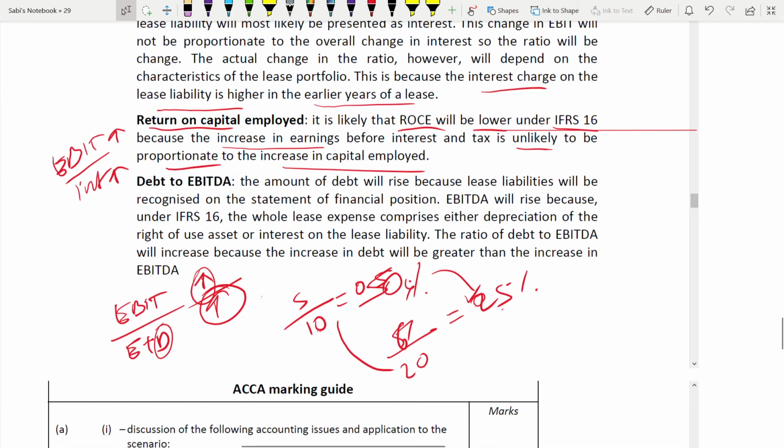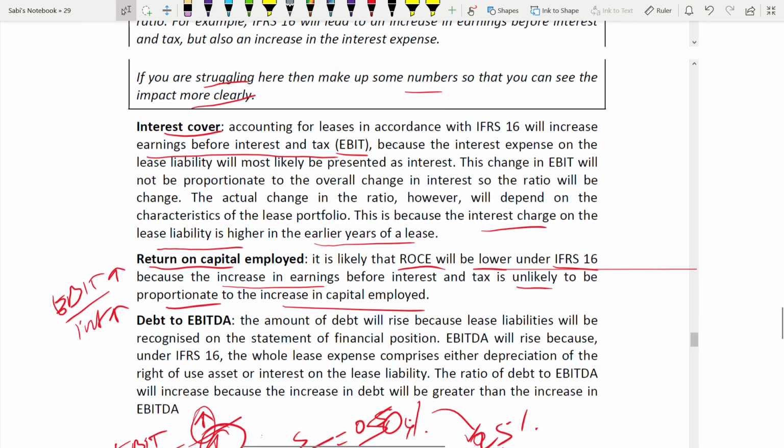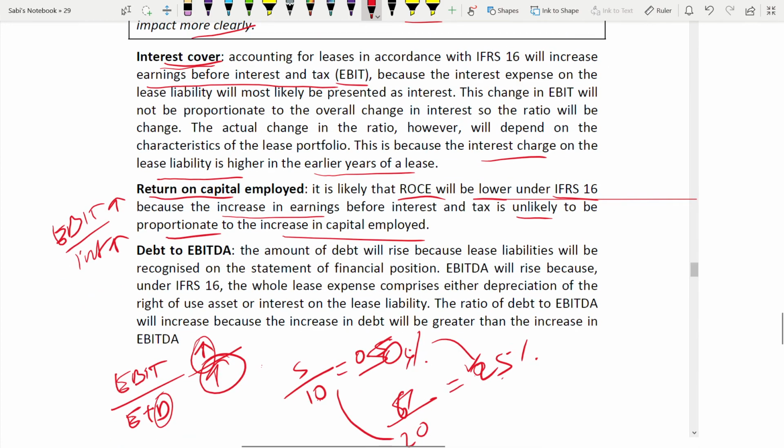If you write that it will increase or decrease and justify it, then you will get the marks. You will get the full marks. Now, debt to EBITDA, the last ratio.